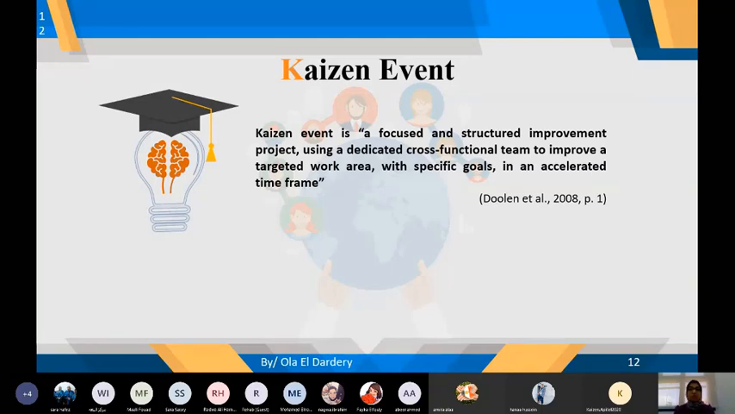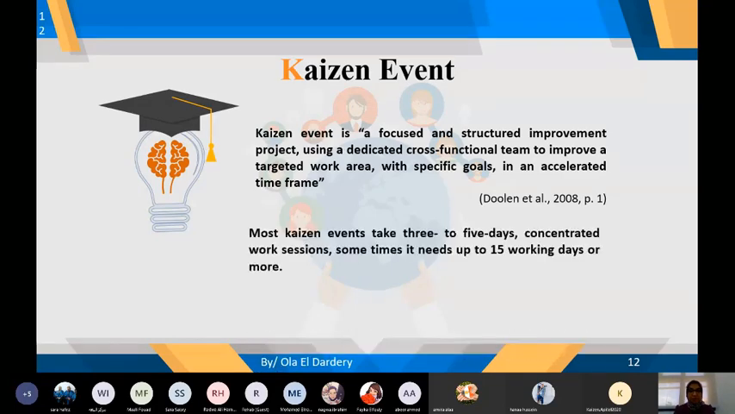No, it requires a cross-functional team. If we are in, for example, a university or a certain faculty in a university, we're going to need a team from administrators, faculty members, teaching assistants, students together to make that improvement. All right, so it targets as well a specific work area. It has specific goals and it needs to have a time frame. All right, and we have to achieve certain goals within this time frame.